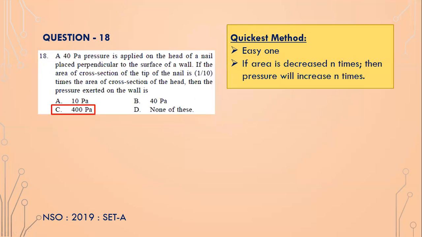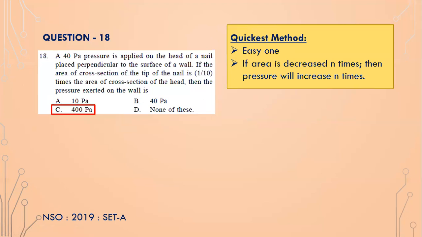A 40 Pascal pressure is applied on the head of a nail placed perpendicular to the surface of a wall. If the area of the cross section of the tip of the nail is 1/10 times the area of cross section of the head, then the pressure exerted on the wall is, and again a very easy question. If area is decreased n number of times, then the pressure will be increased n number of times, isn't it?